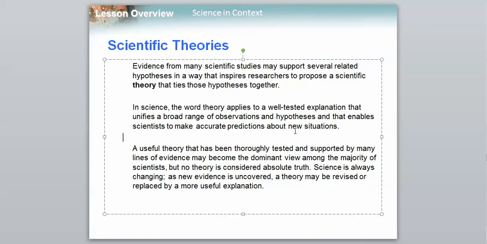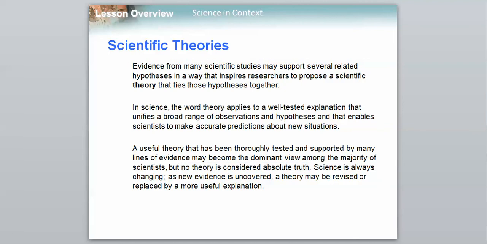But this is another big part right here. Write down, no theory is considered absolute truth. That is a big one because science is always changing as new evidence is uncovered, and a theory may easily be revised or replaced by a more useful explanation. So make sure that is one of the more important things you write down, that we might test these things over and over again, but we cannot consider a theory to be the absolute truth because new things will pop up, we'll learn new information, and that will change our way of thinking.